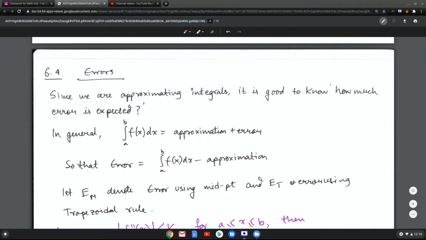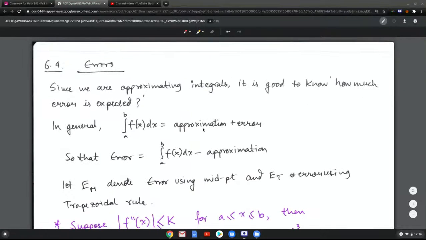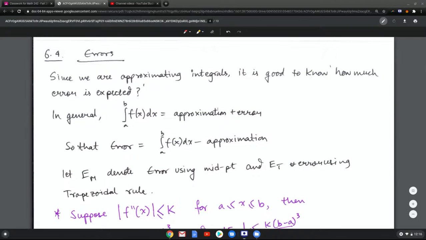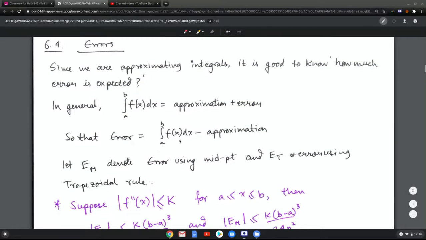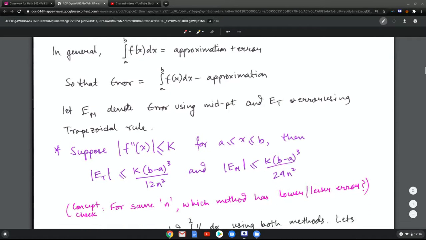Since we're approximating, when you approximate something, there's always an error because there's an actual value that you're approximating. It's good to know how much error is expected. In general, for any quantity, the exact thing is the approximation plus the error. So I can say the integral of f of x from a to b equals the approximation plus error, so that the error is actually the integration minus the approximation. Now let E_M denote the error using midpoint and E_T denote the error using trapezoidal.